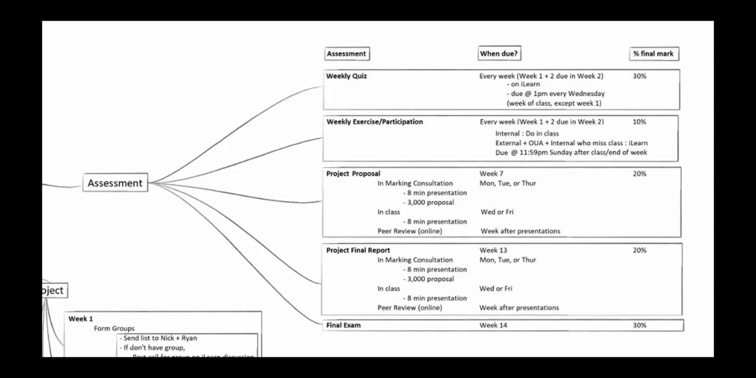In that 1 hour marking consultation, which will be separate and outside of class, it'll just be me and the group. You'll give an 8-minute presentation summarizing your proposal. You'll hand over a 3,000 word proposal, which I'll give you a very clear structure for. And then I will listen to the presentation, read your proposal, ask questions, and give you a grade, actually, at the time, and hopefully approve the project to go ahead.